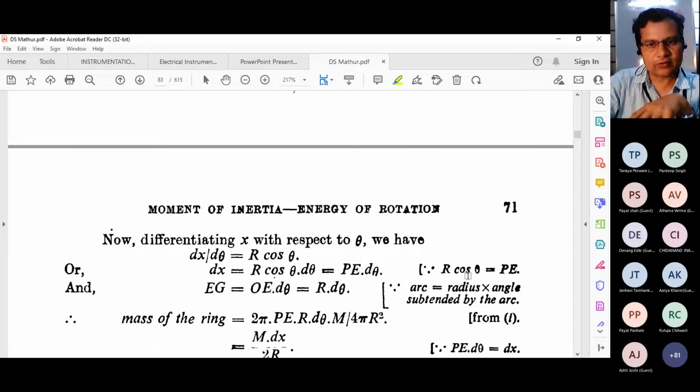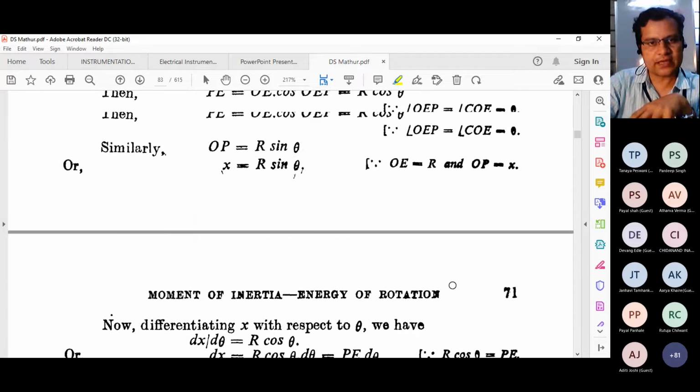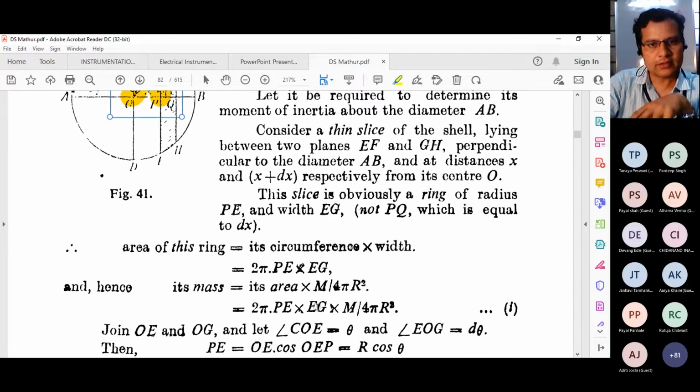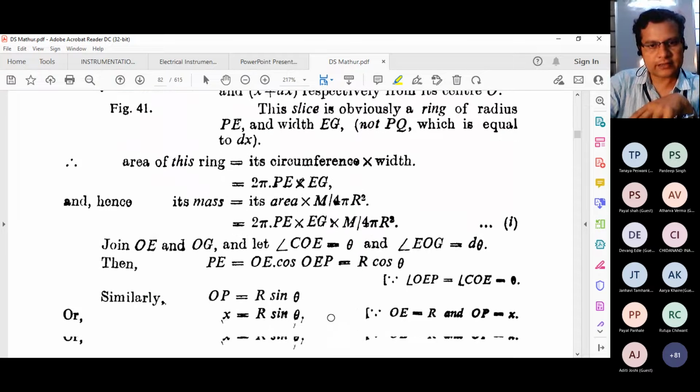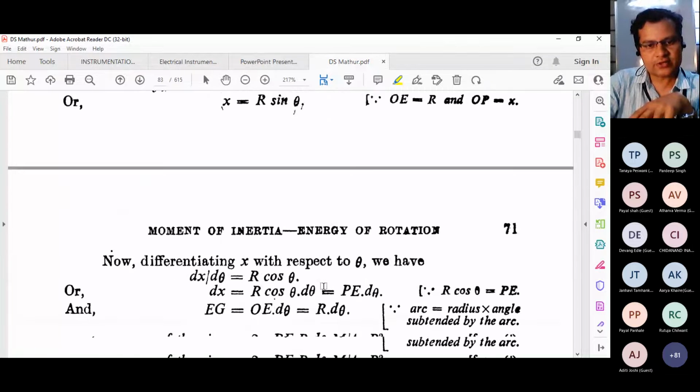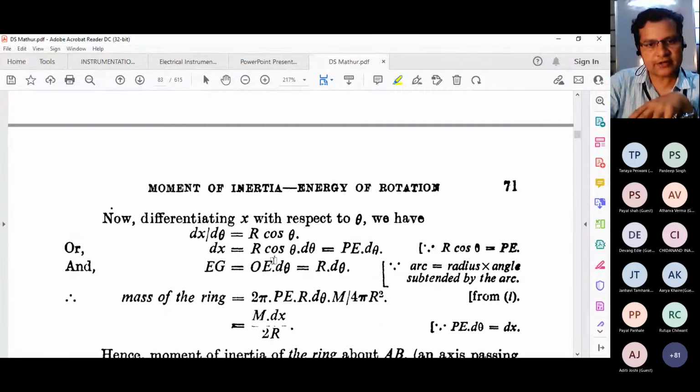Then we write down this R cos theta as PE. That value we get from here. Look at this, R cos theta we got as PE over there. So please write down this geometrical relationship. We write down this R cos theta substituted with the PE only.